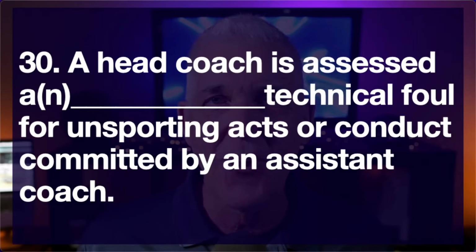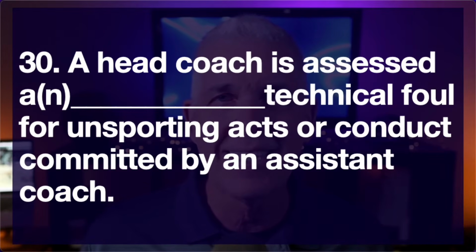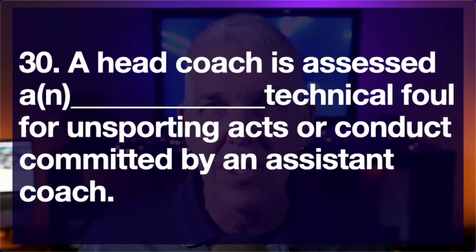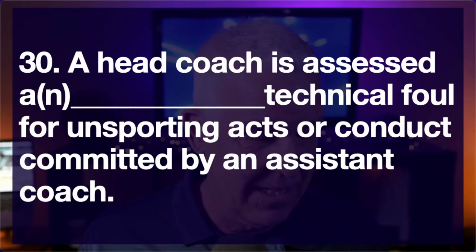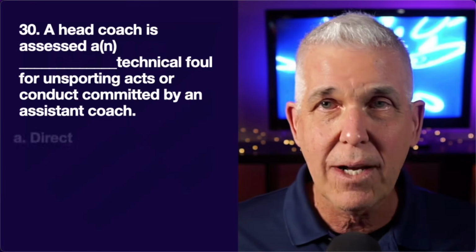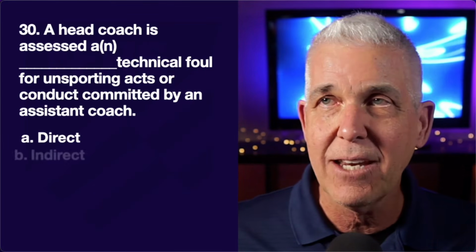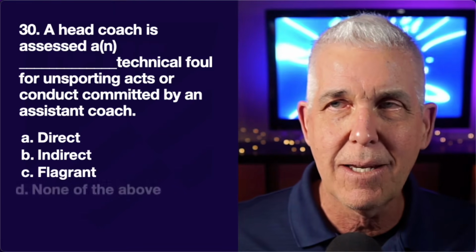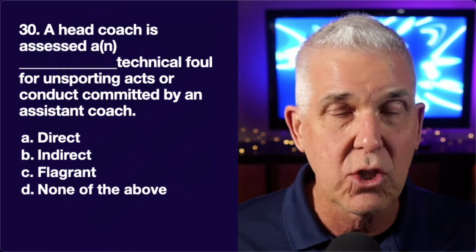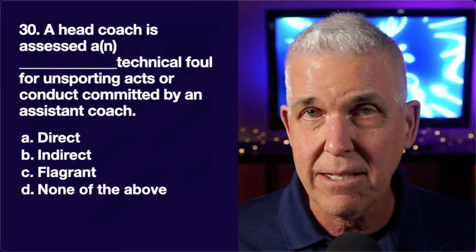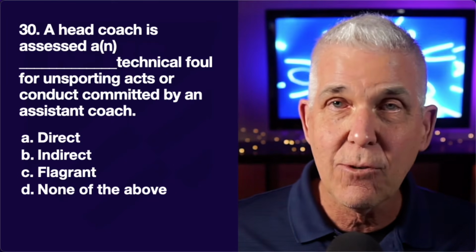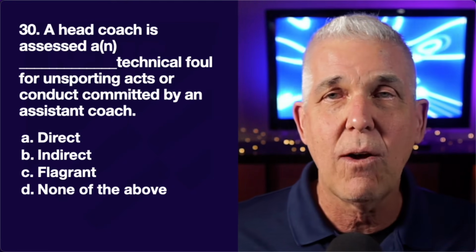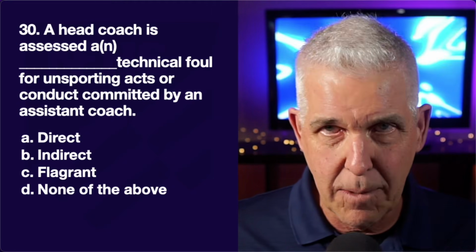Moving on, question 30. A head coach is assessed a blank technical foul for unsporting acts or conduct committed by an assistant coach. What kind of technical foul would the head coach be assessed for unsporting acts or conduct committed by an assistant coach? A, a direct technical foul. B, an indirect technical foul. C, a flagrant technical foul. Or D, none of the above.